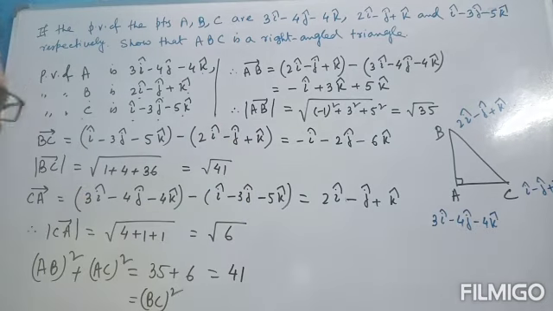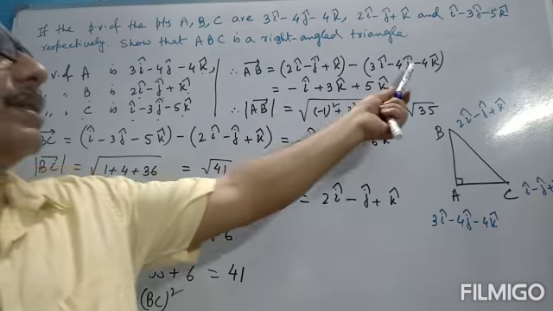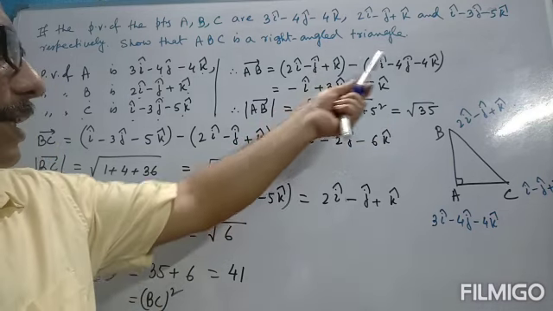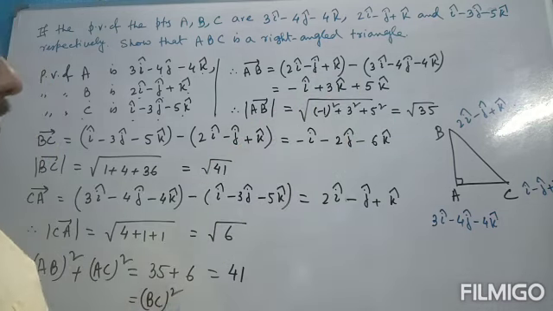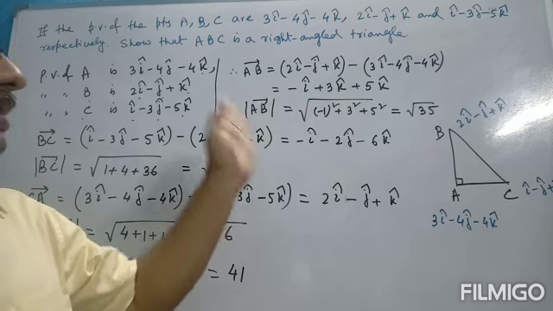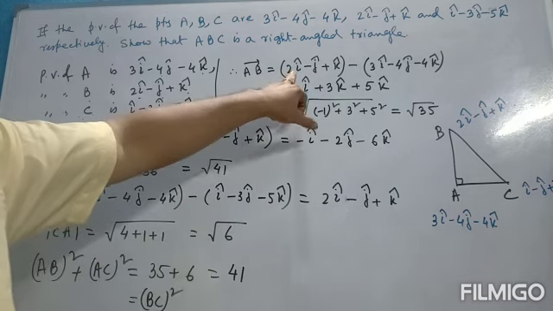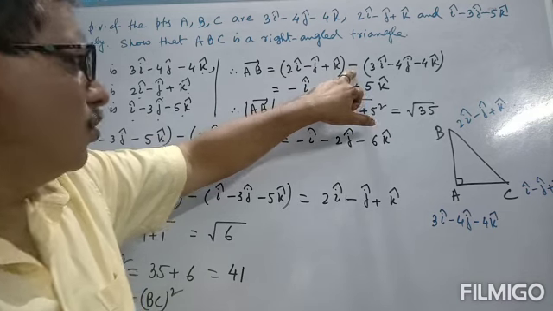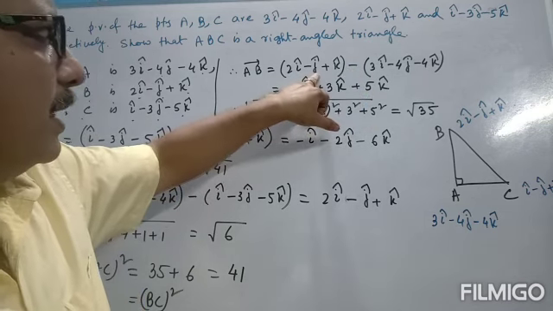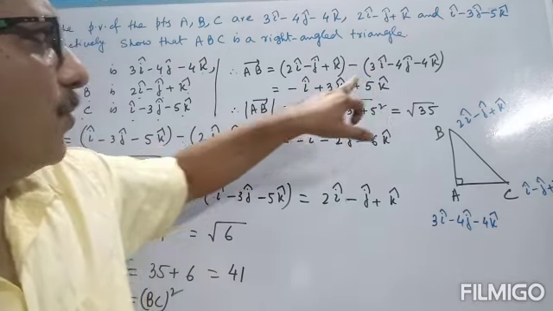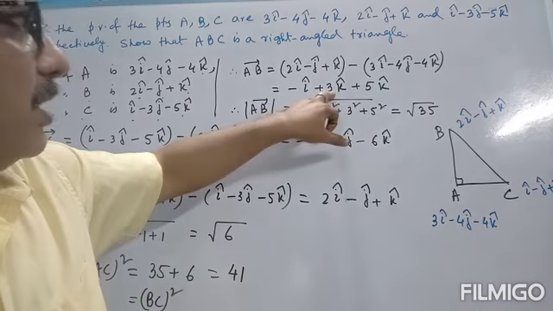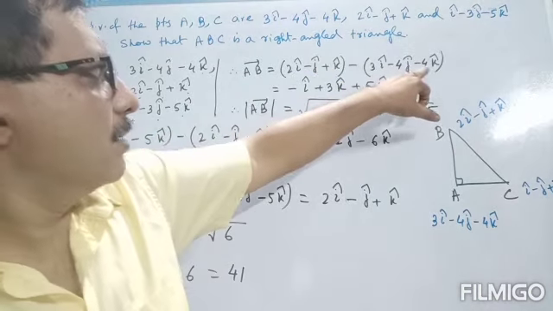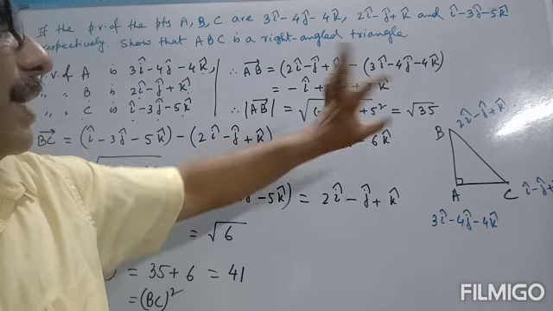Now the AB vector is the position vector of B minus the position vector of A, subtracting in this way for i, j, k. So 2 minus 3 is minus i, minus j minus minus 4j is plus 3j, and k minus minus 4k means 5k.